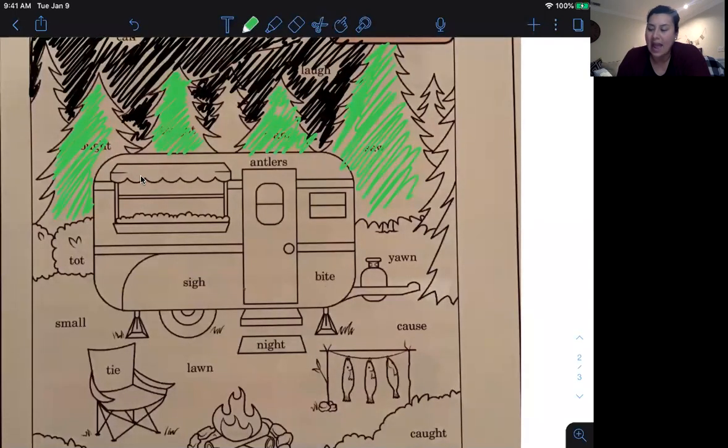Antlers. Antlers. Is that a long I sound? No. Doesn't sound like I in ice cream. Does it sound like ah in ostrich? No. Antlers. Sounds like ah in apple. So we need to color it black. Get your black. All right. And then sigh.